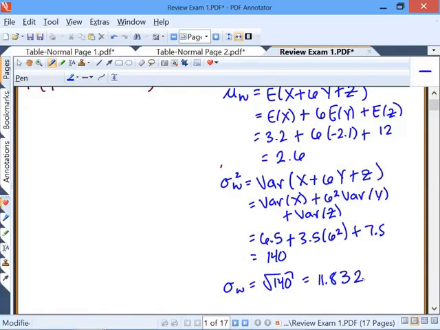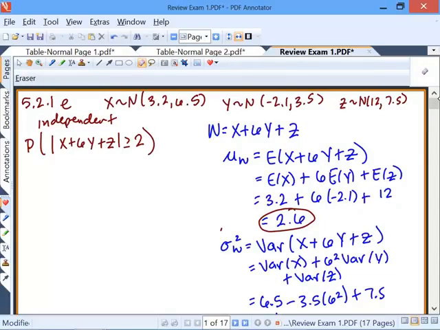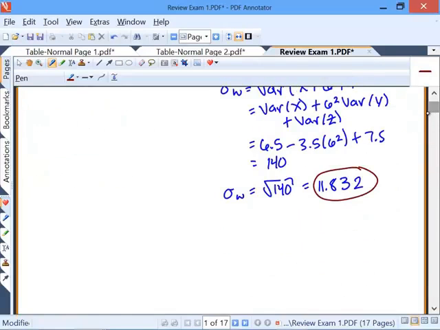Now again, when I do these problems, I find it easiest to do it step by step. The first thing I do is find my new mean and my new variance just by using our old rules. And then I try to use what I know about the normal distribution. According to what we learned in section 5.2, any linear combination of normal random variables is still going to be normally distributed. So W is still going to be normal. And we found the new mean and the new variance.